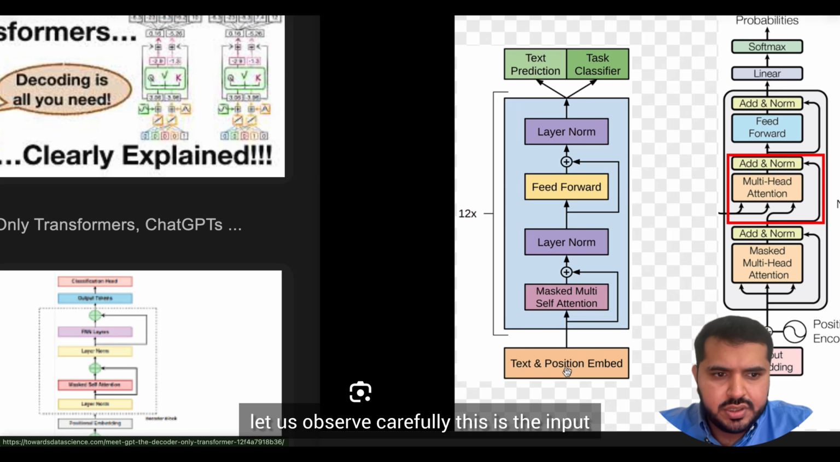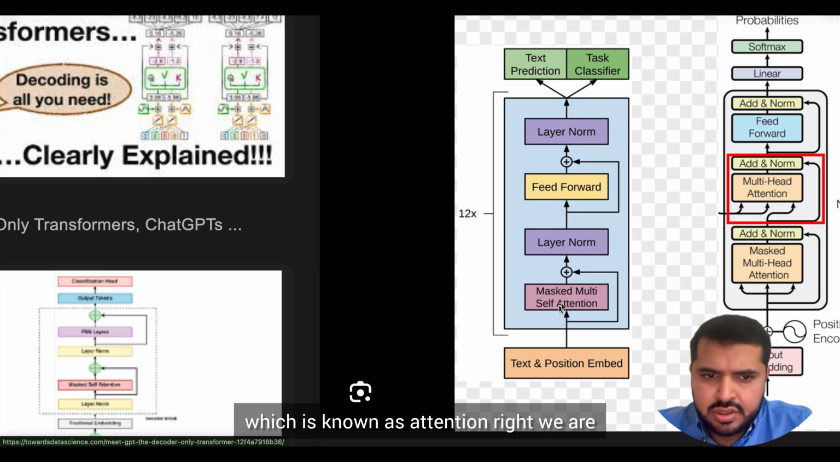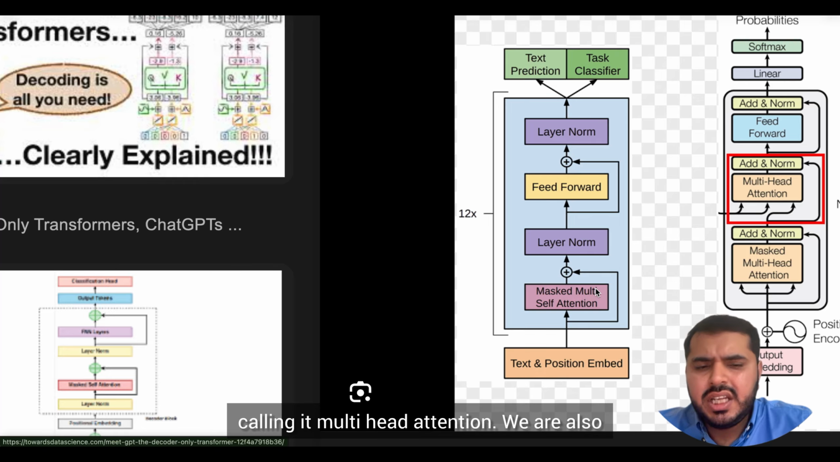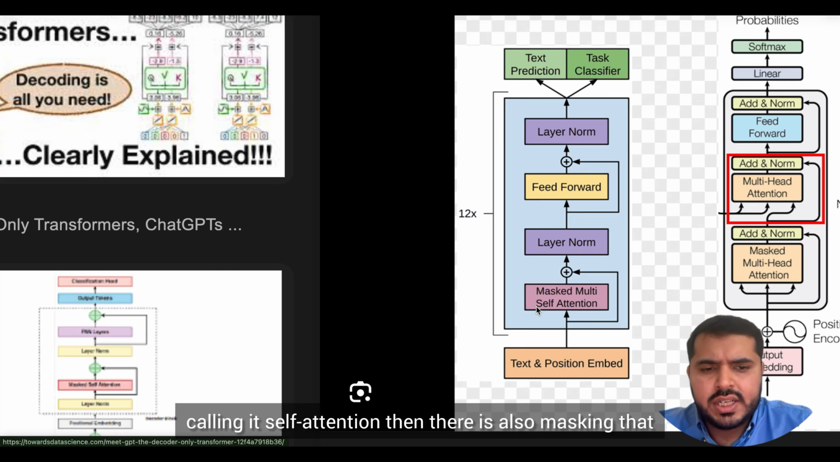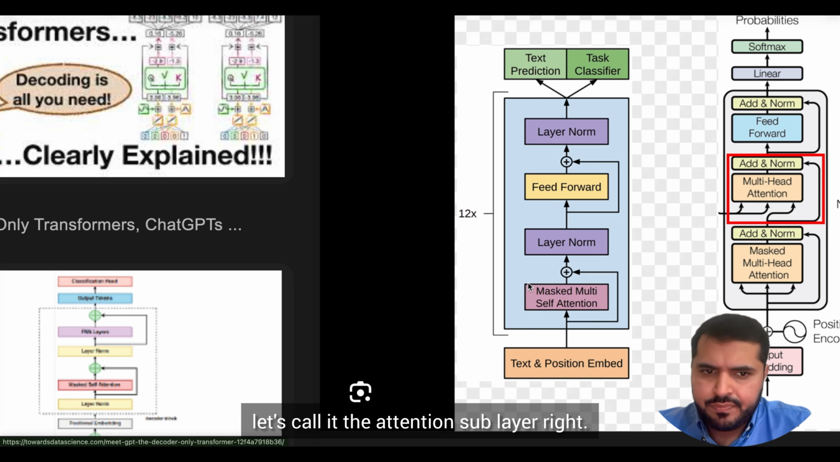This is the input, right? Now this input is going to go into this particular decoder stack. This decoder stack is first doing something known as attention. We're calling it multi-head attention. We are also calling it self-attention. Then there is also masking that goes on in the attention block. So largely, let's call it the attention sublayer.